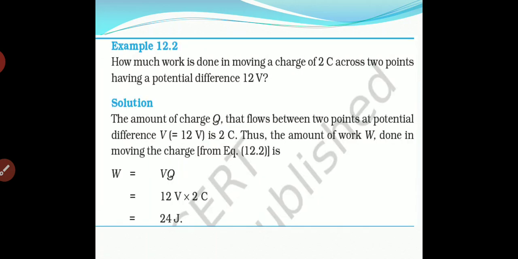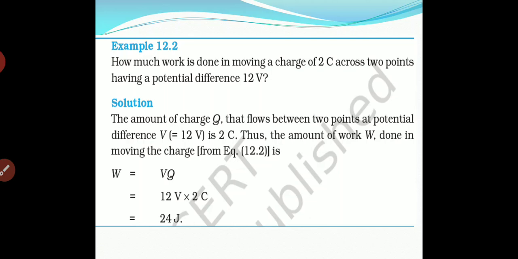Here is an example. How much work is done moving a charge of 2 coulomb? So the amount of charge Q is 2 coulomb. The potential difference, which we said is the volt, is given as 12 volt.